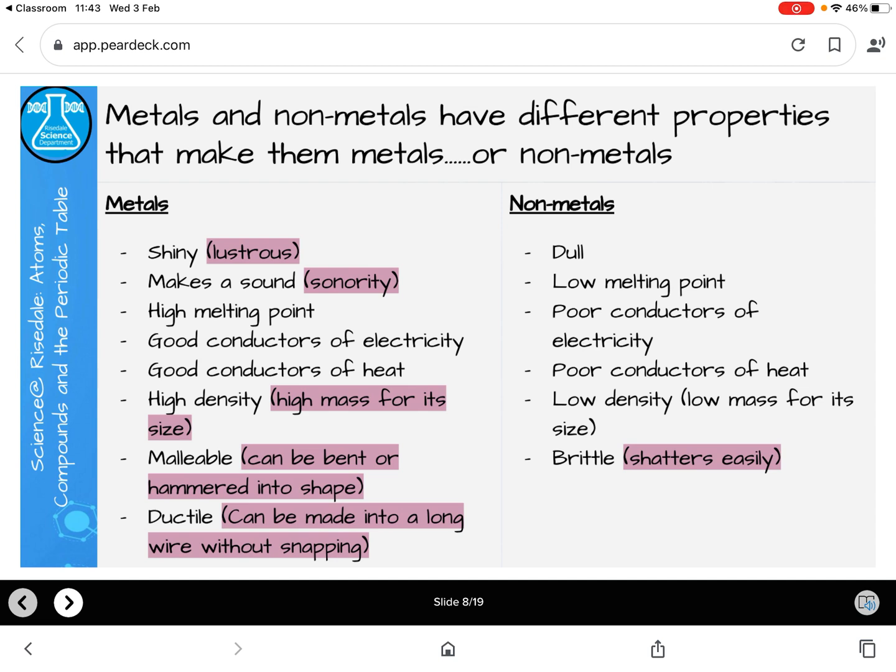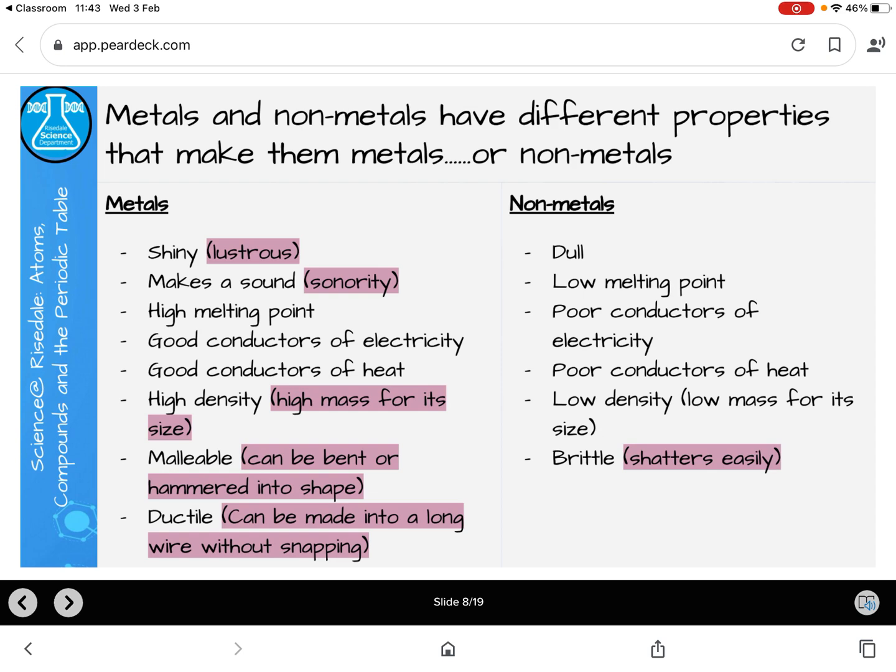Non-metals are the opposite of metals. So where metals are shiny, non-metals are dull. Where metals have high melting points, non-metals have low melting points. Where metals are good conductors of electricity, non-metals are bad conductors of electricity. Okay? Non-metals are also poor conductors of heat, and they have a low density, a low mass for its size, and they're brittle. So instead of being malleable and ductile, if you try and bend or hammer or pull out a non-metal, it will shatter easily.